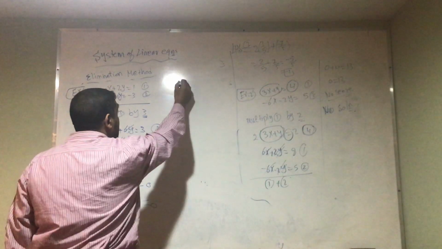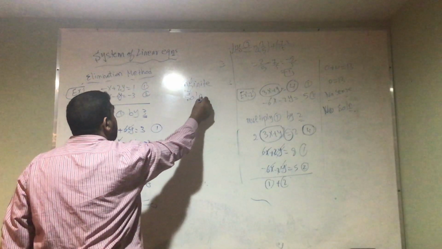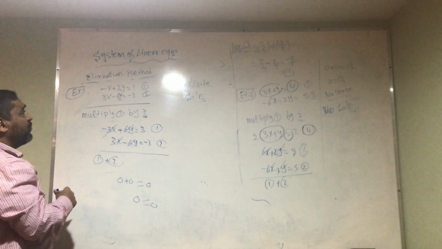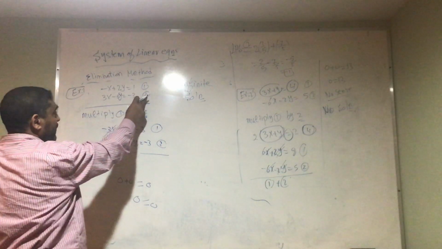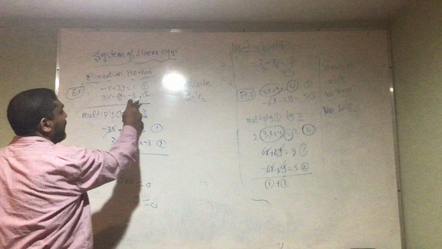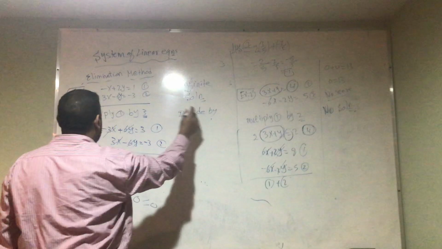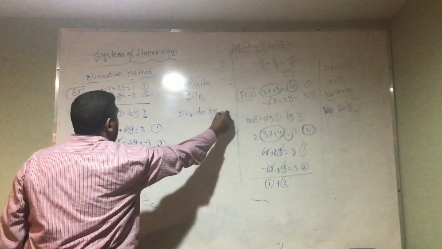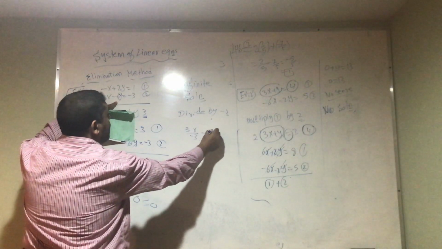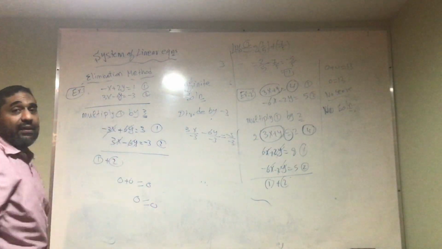If you get 0 equals 0, that makes sense here. We have infinite solutions, and that is telling you that equations 1 and 2 are exactly the same, exactly identical. How do you show this? If I look at equation 2 to make sure what I'm saying is correct, I divide it by minus 3. So 3x divided by minus 3, minus 6y divided by minus 3, and minus 3 divided by minus 3. Each term is divided by minus 3.